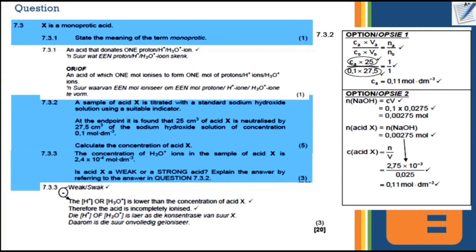Remember, this concentration here is 0.11. You remember the previous concentration that was calculated? This is much lower. Therefore, the acid is completely ionized, which makes it a weak acid.